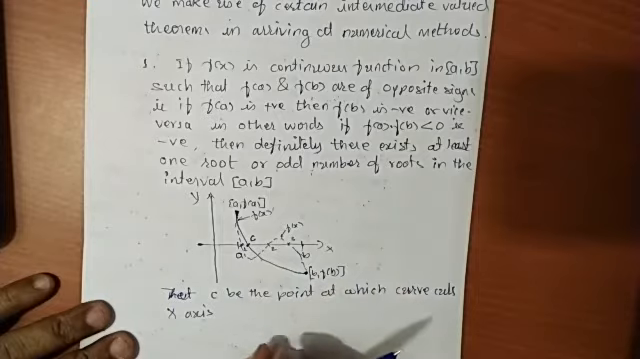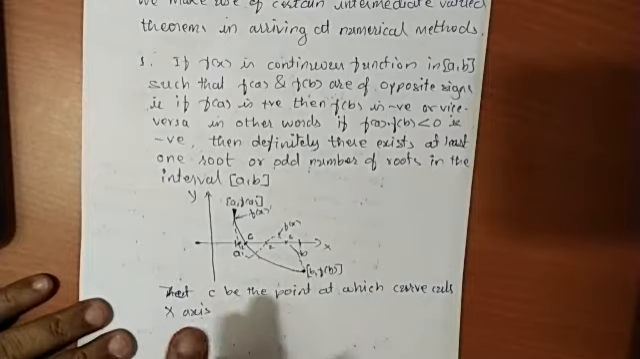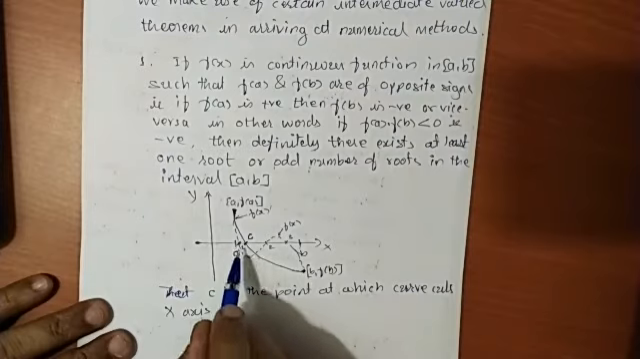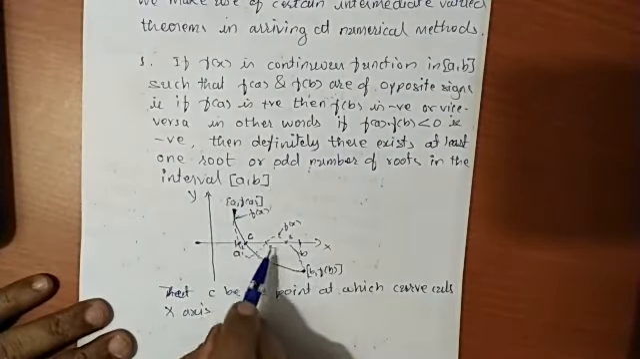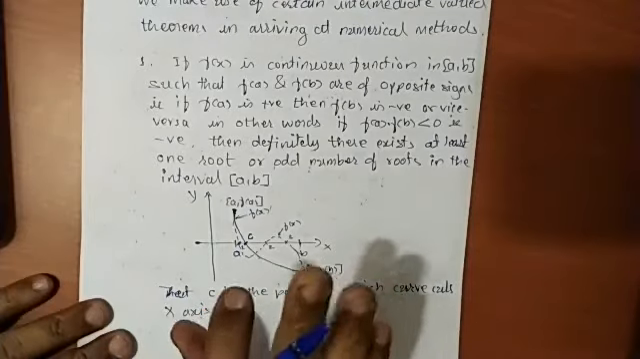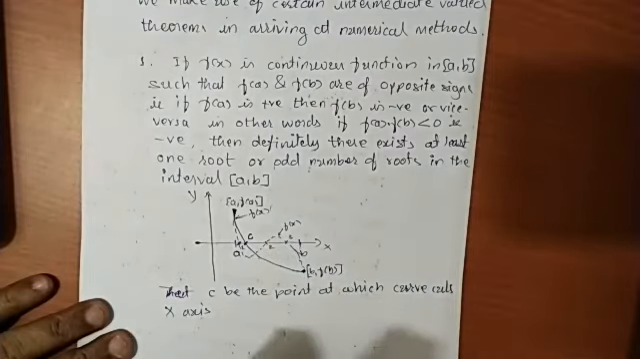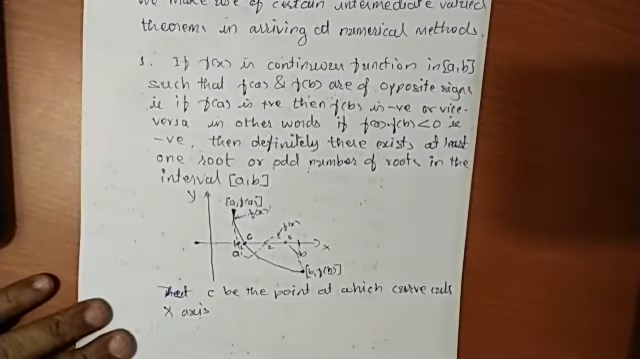So given a function f of x equal to 0, I consider the function f of x. I find the values a and b such that f of a into f of b is less than 0, that is negative. They are of opposite signs. Then, by using this intermediate value theorem, certainly I can say there must be a root or an odd number of roots. So in that interval there is a root, right? I can say the existence of a root in that interval is guaranteed. That's what the intermediate value theorem says, right?